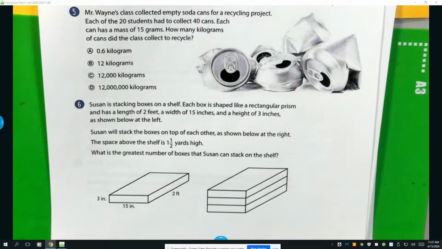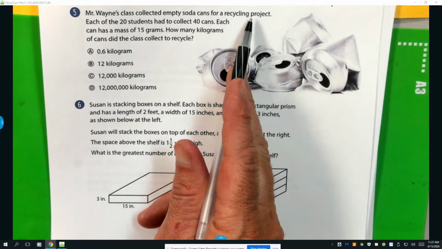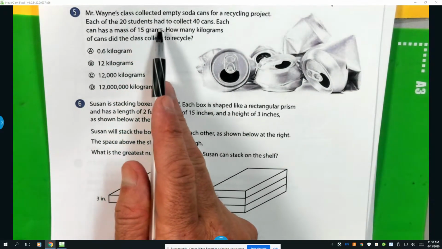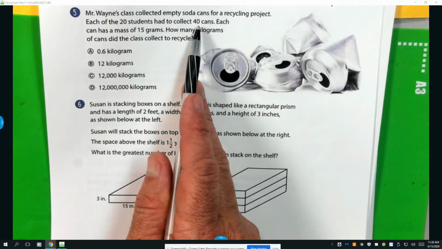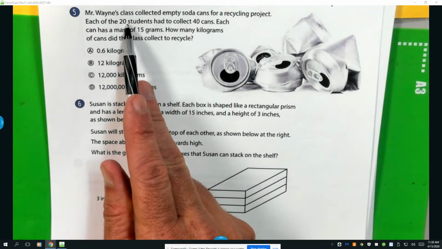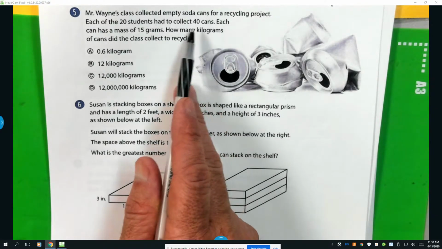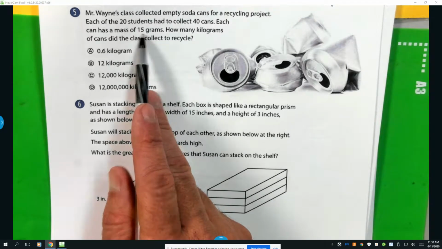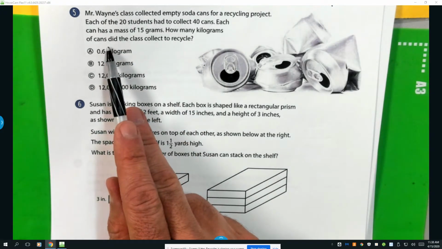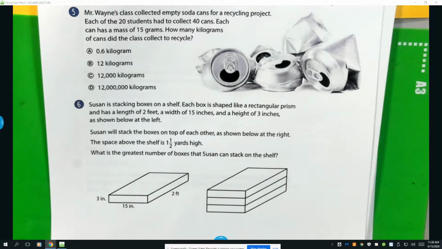Mr. Wayne's class, number 5, collected empty soda cans for a recycling project. Each of the 20 students had to collect 40 cans. Okay, so think about that. So if we did that in our class, every single student would have to collect 40 cans. Each can has a mass of 15 grams. How many kilograms of cans did the class collect to recycle? Now, much better question, all right?